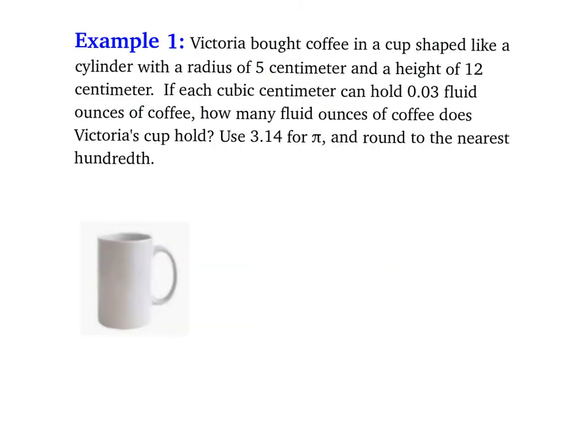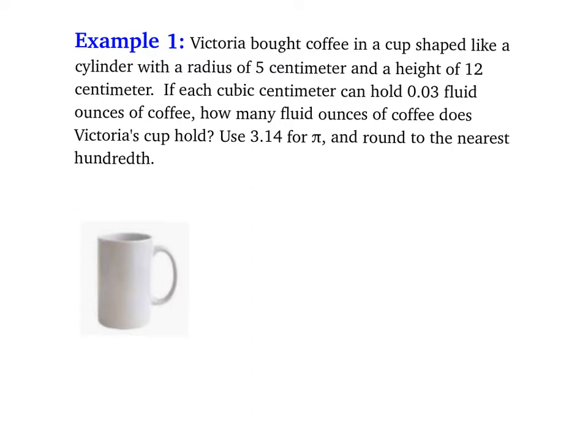The first problem says, Victoria bought coffee in a cup shaped like a cylinder with a radius of 5 centimeters and a height of 12 centimeters. If each cubic centimeter can hold 0.03 fluid ounces of coffee, how many fluid ounces of coffee does Victoria's cup hold? Use 3.14 for pi and round to the nearest hundredth.